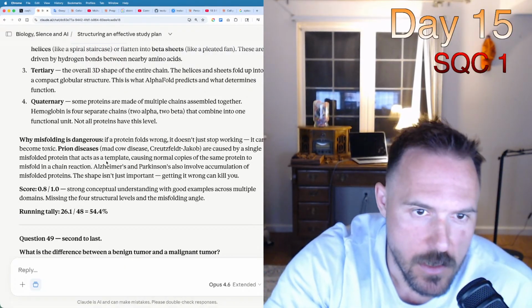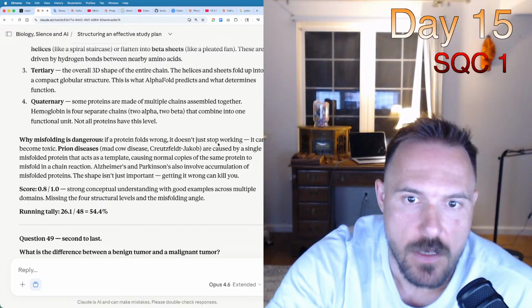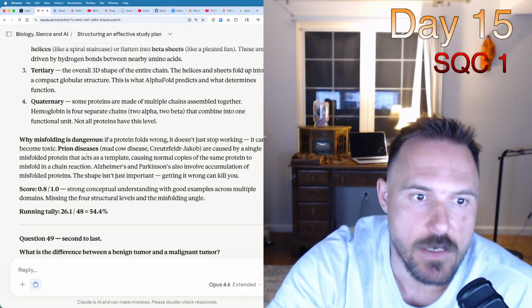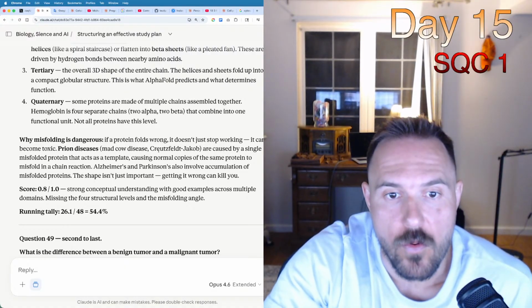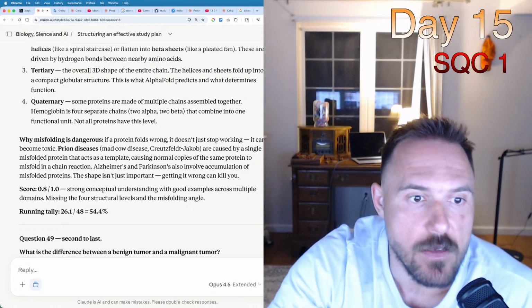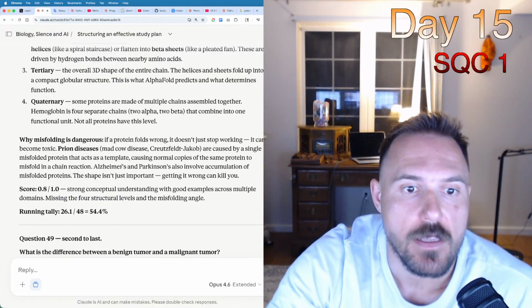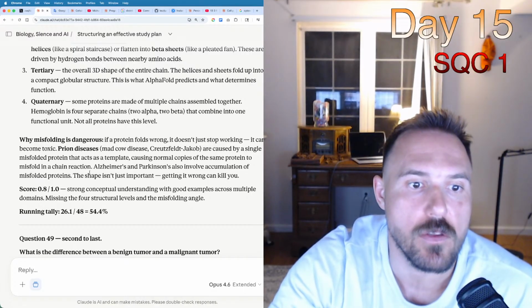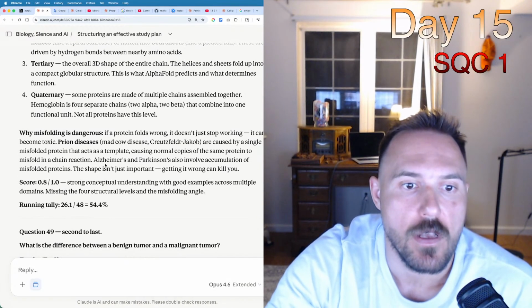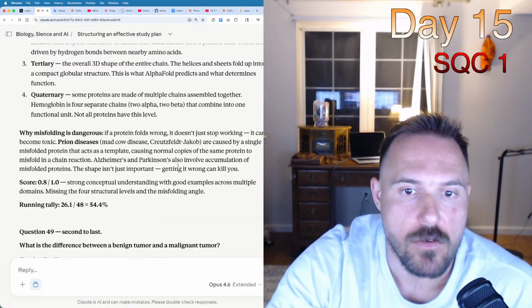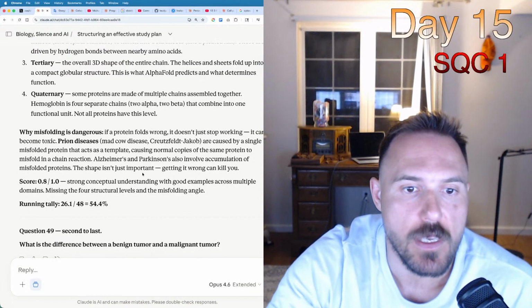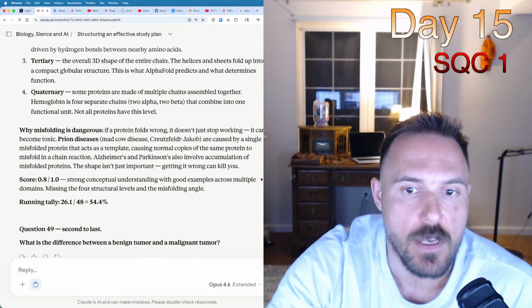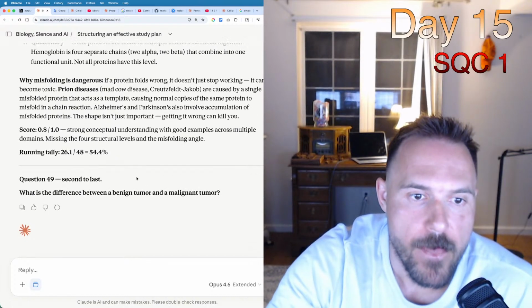Why does misfolding matter? If a protein folds wrong, it doesn't just stop working, it can become toxic. Prion diseases, mad cow disease, are caused by a single misfolded protein that acts as a template, causing normal copies of the same protein to misfold in a chain reaction. Alzheimer's and Parkinson's also involve accumulation of misfolded protein. The shape isn't just important, getting it wrong can kill you. Wow.